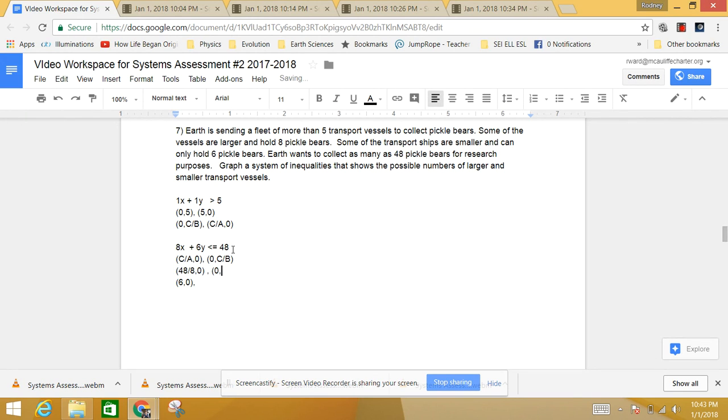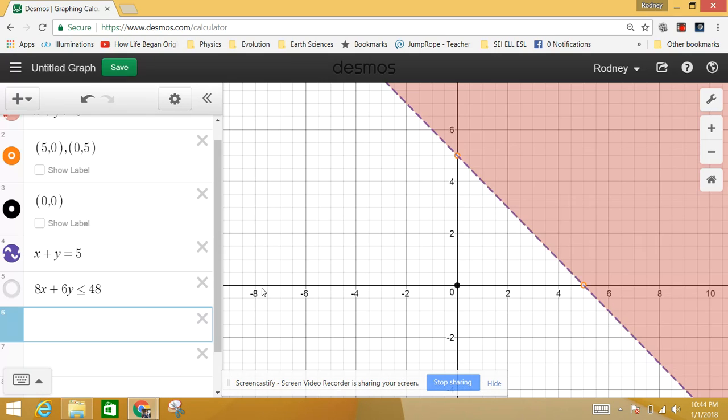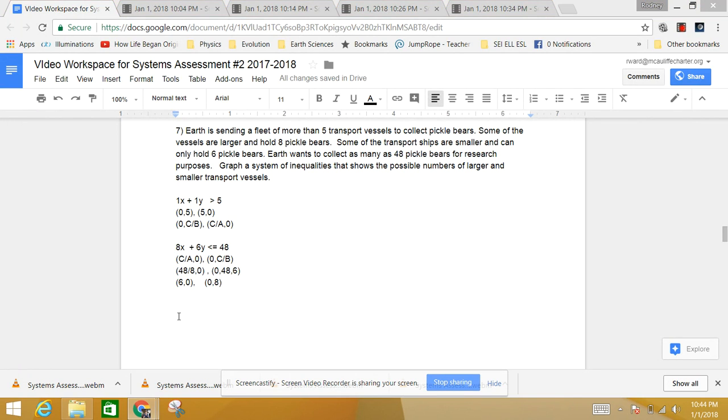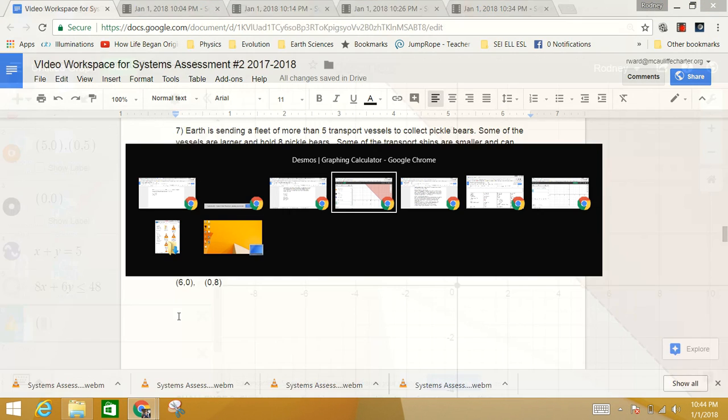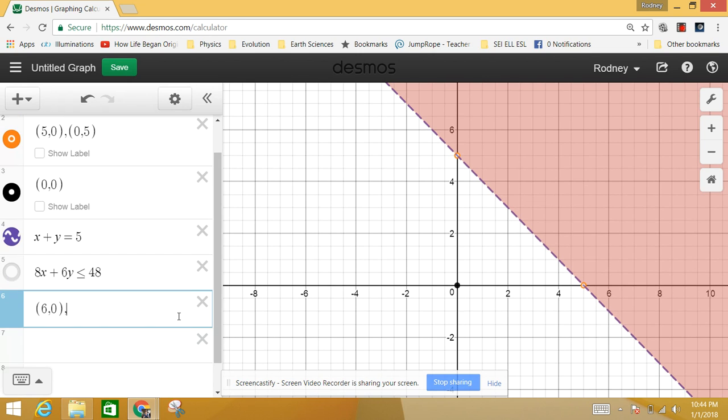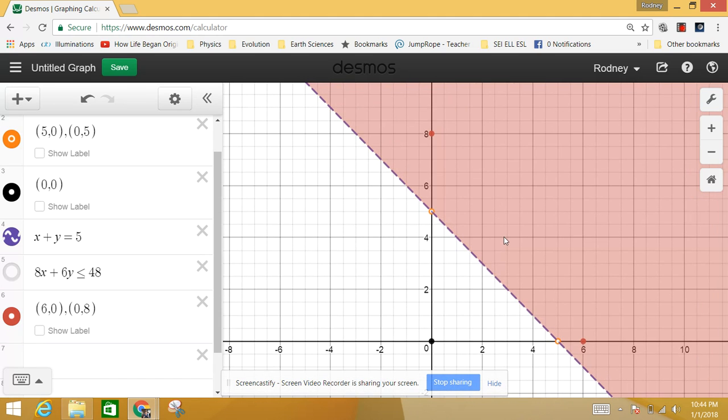And my y-intercept is going to be 0, 48 over 6. And that's going to give me 0, comma 8. So I've got an x-intercept at 6 and a y-intercept at 8, and they are solid points because it is an or equal to inequality. So let's do that. So I have 6, 0, and 0, comma 8. So I have my 2 points. I'm going to move it so you can see them.